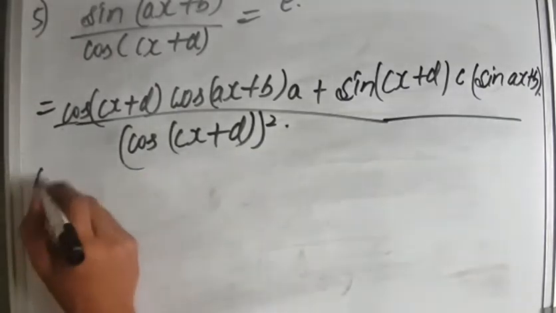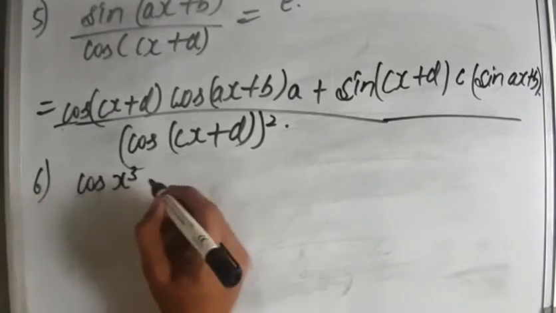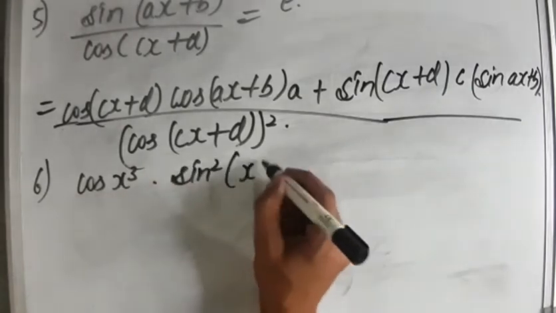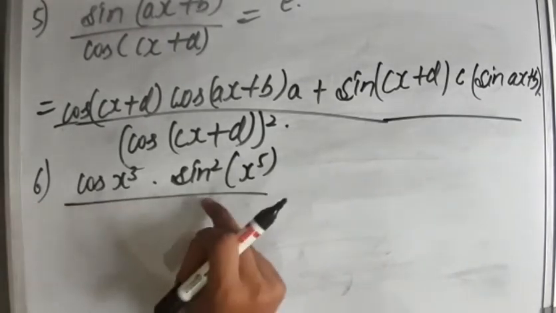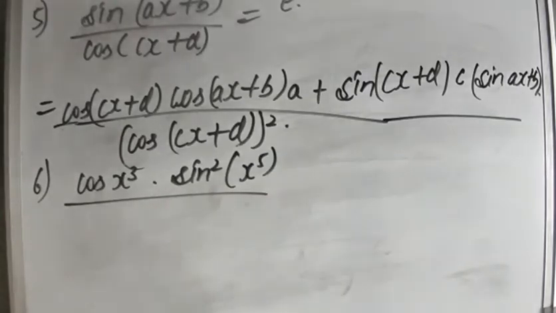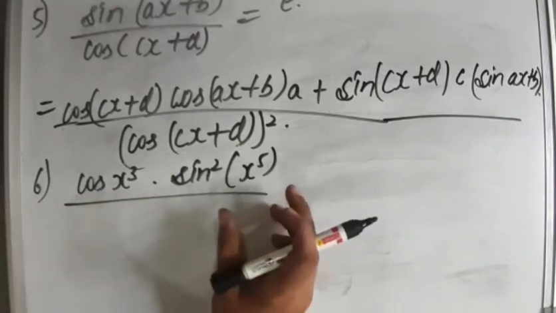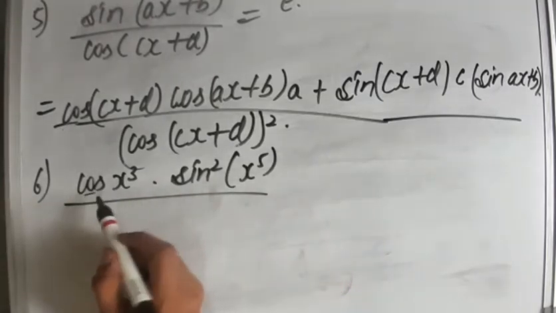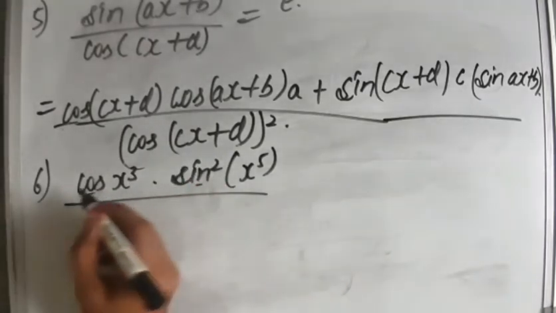Okay, our sixth question is cos x cube into sine square x raised to power 5. So here we are having two functions, cos x cube and sine square x raised to power 5. Okay, this is our question, and cos x cube and sine square x raised to power 5 are two functions. You can say this function as u and this as v. Okay, now let us differentiate.